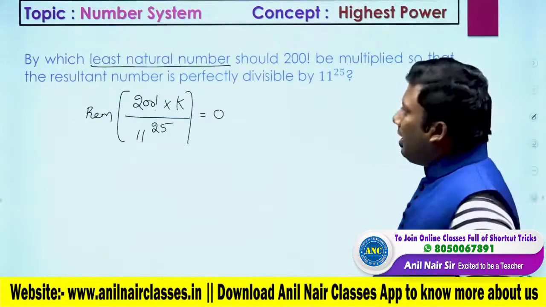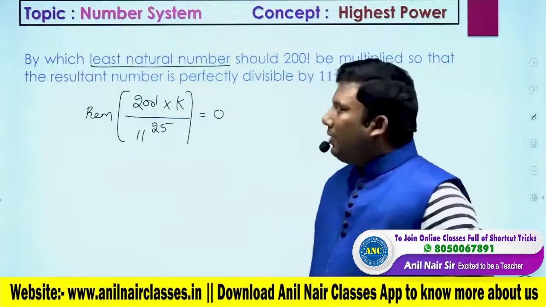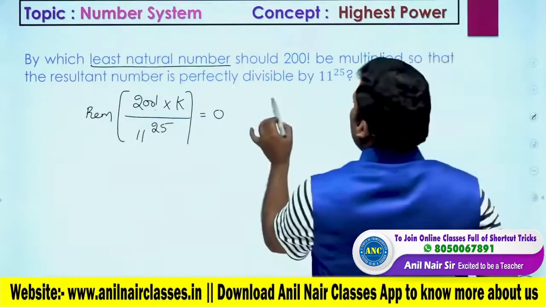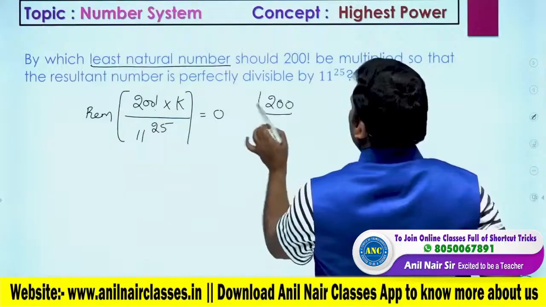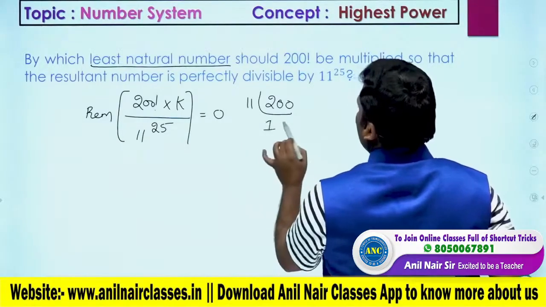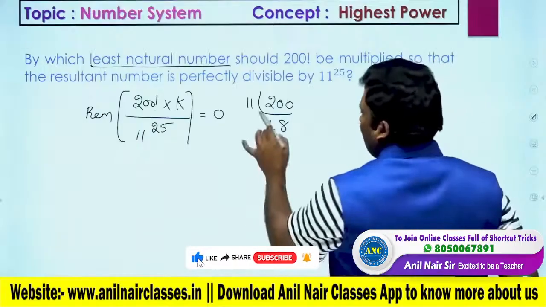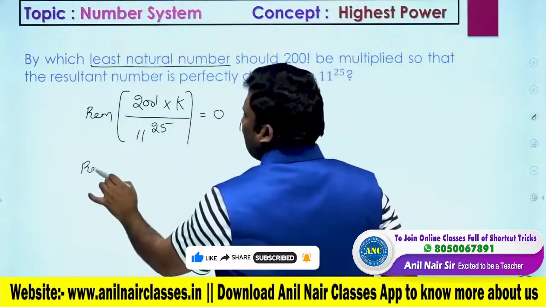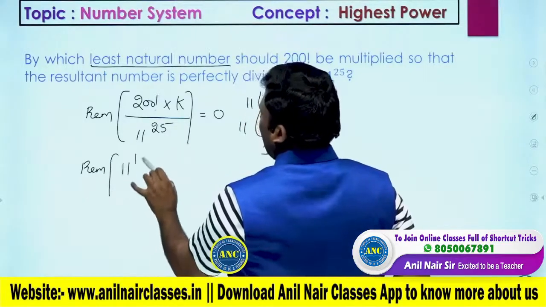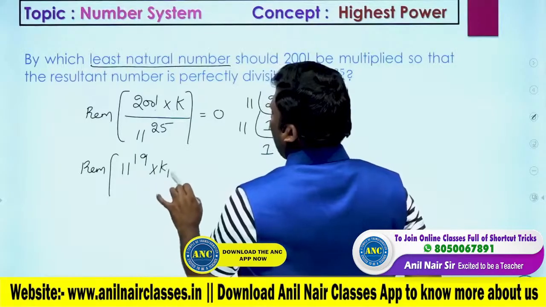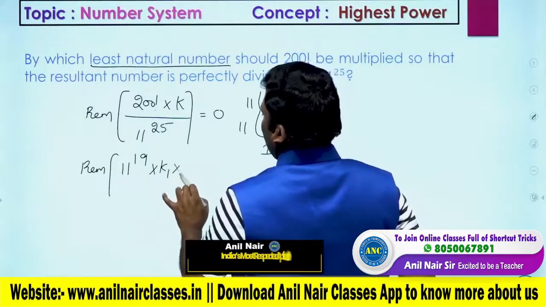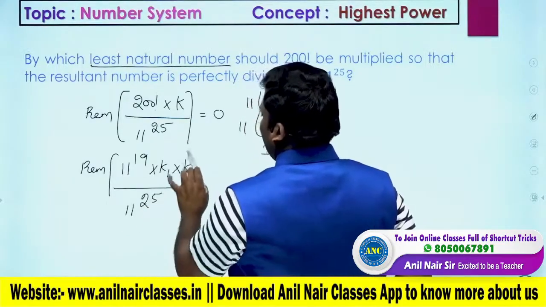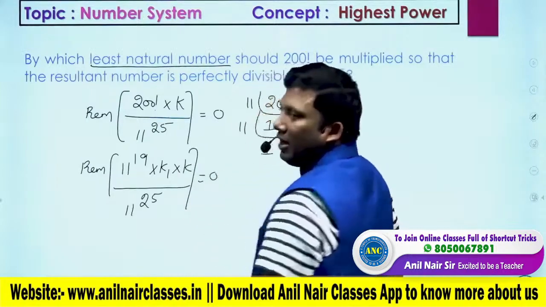200 factorial multiplied by the smallest natural number. When divided by 11 power 25, remainder is 0. 200 factorial, if I divide by 11, 11 ones are 11, 11 eights are 88. Again, 11 ones are 11. That means 200 factorial as a power of 11 is 11 power 19 into K1, into K, divided by 11 power 25. Remainder should be 0.